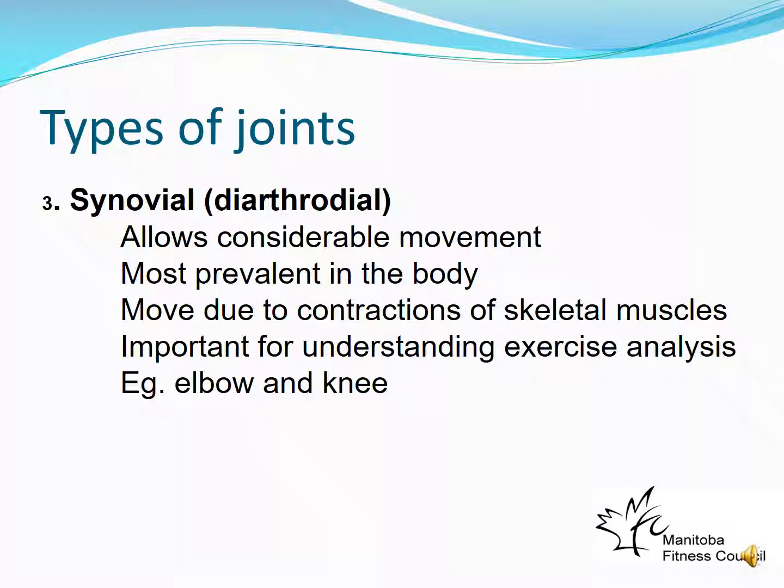Okay, so remember the first type of joint were the immovable ones. Okay, the fibrous joints, which were the sutures in the skull. The second one were cartilaginous, those are your intervertebral discs. And now we're talking about our freely movable joints, the synovial joints.